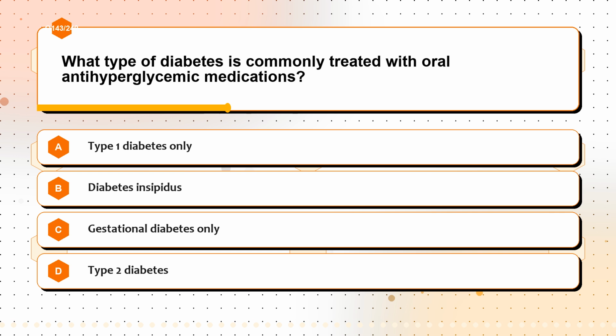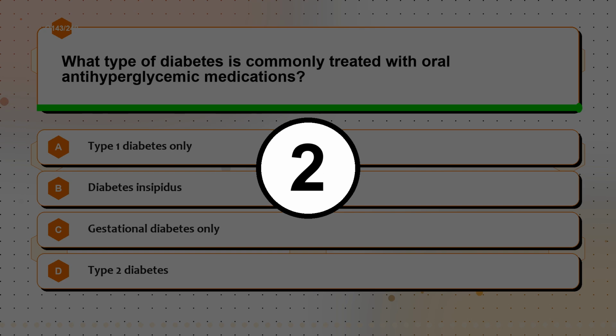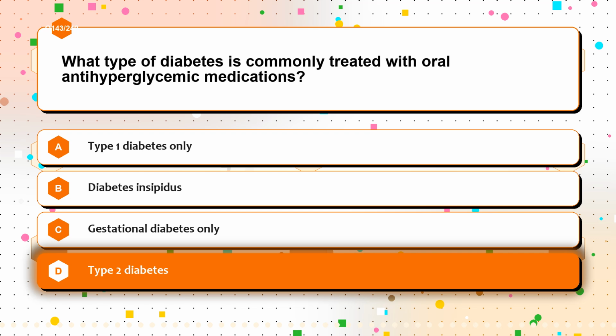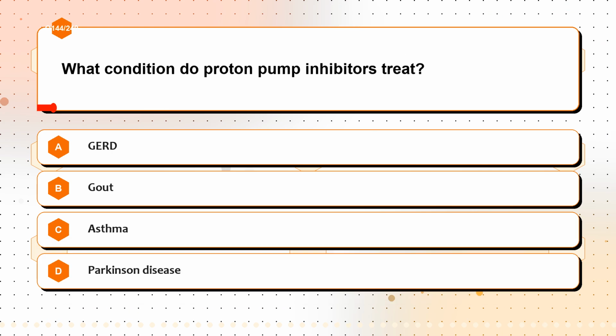Question 143. What type of diabetes is commonly treated with oral anti-hyperglycemic medications? Here are the options. Option A. Type 1 diabetes only. Option B. Diabetes insipidus. Option C. Gestational diabetes only. Option D. Type 2 diabetes. The correct answer is option D. Type 2 diabetes.